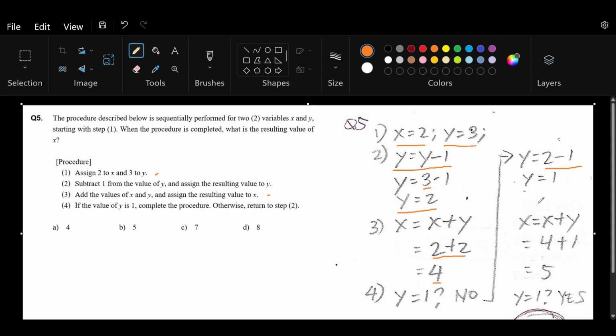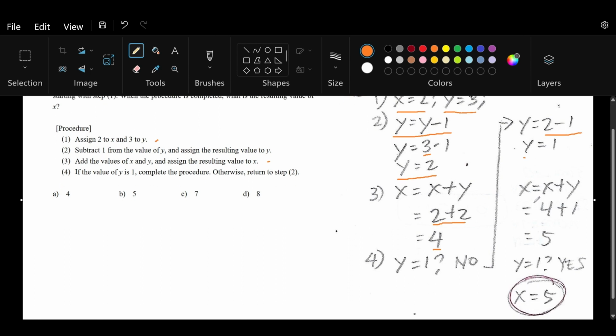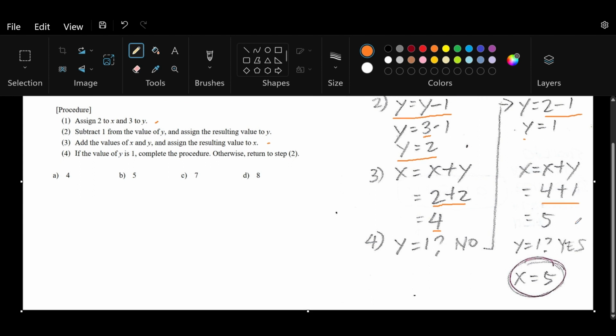The next step is we add the values of x and y and assign the resulting value to x. That's why we have again here x is equal to x plus y. We know that the value of x is 4 and the value of y is 1. That's why we have here 1 plus 4, or 4 plus 1 in this case. That amounts to 5.